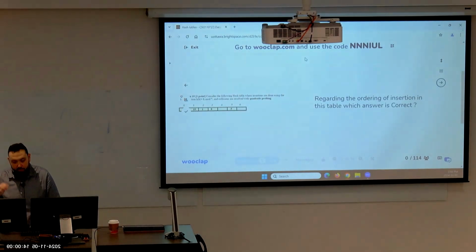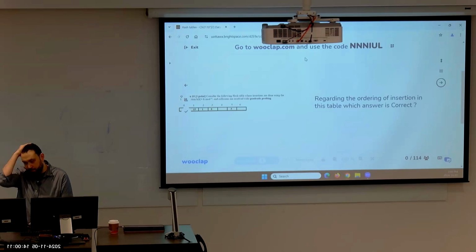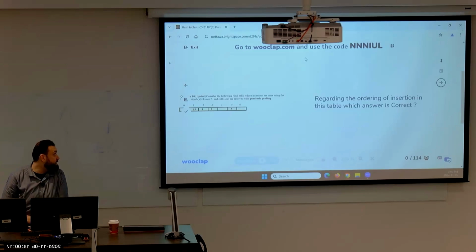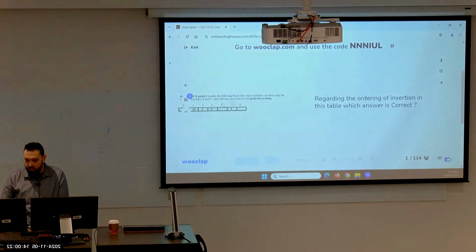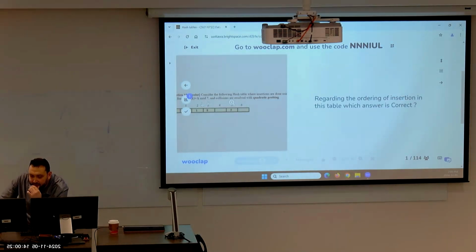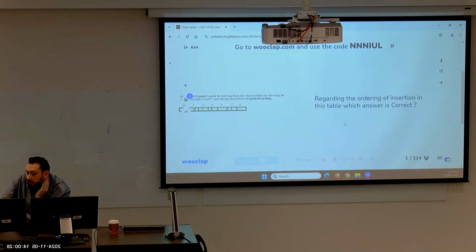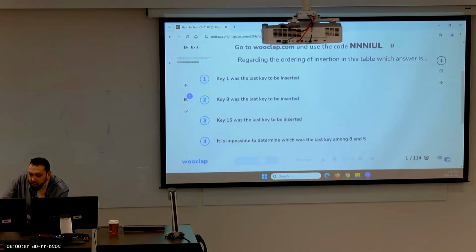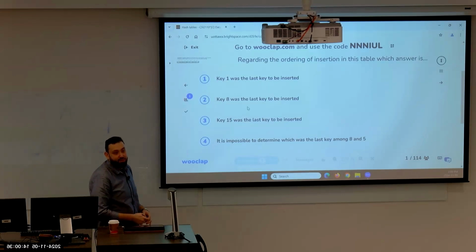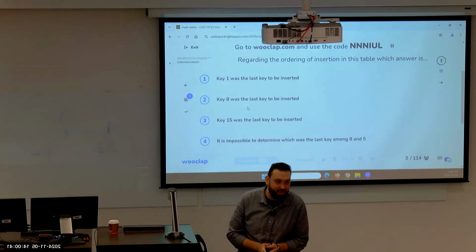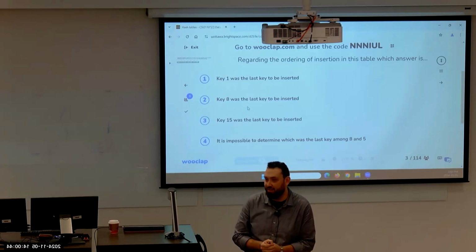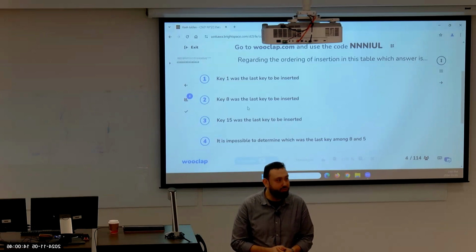Now let's take this question from a final. Consider the following hash table where insertions are done using the hash function H(K) equals K mod 7, and collisions are resolved with quadratic probing, okay? So which key is going to be the last to be inserted? How can I do this? Definitely not just by looking at it. If you look at it at the exam, you're not going to guess it. So what do I need to do? I need to solve it.